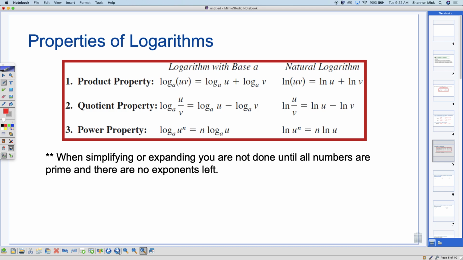What do I do to the exponents? Add them. So what do you think in logarithms you're going to do? You're going to add them. Okay, then we have quotient.